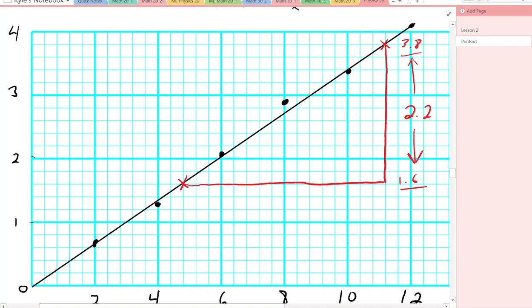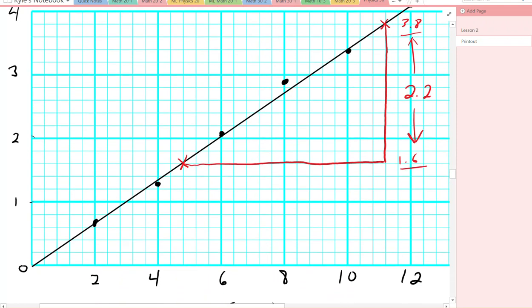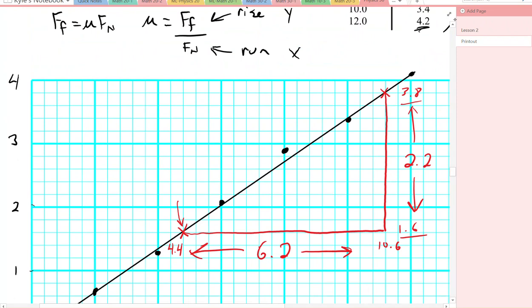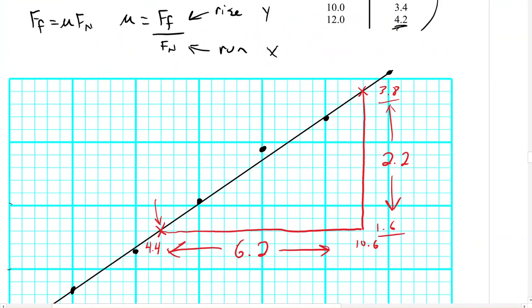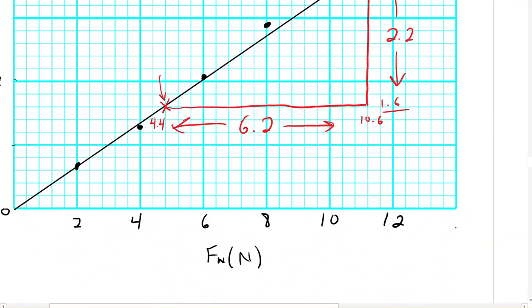Okay, and then we're going to do the same thing for our x. Here we're at 10.6, and here we're at 4.4. See how nice it is that I chose these ones that line up right on these lines? So this will be 6.2 from there to there. Now we've got our rise and our run.